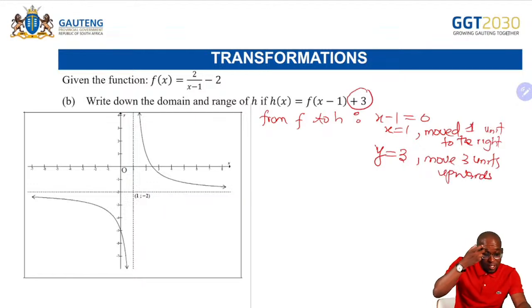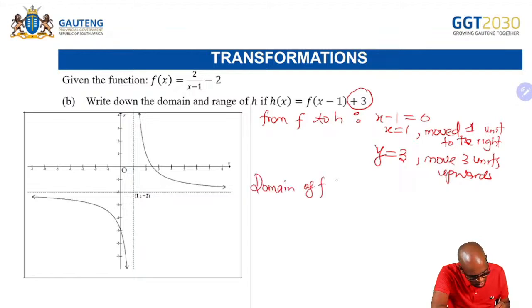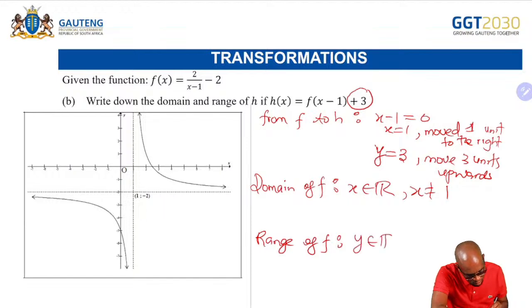Now the question is, what is the domain and range? If we find the domain and range of f, then we transform them. Then we will be good to go. What would be the domain of f? X an element of all real numbers, but x cannot be the asymptote 1 there. So what is the range of f, the original function? Y an element of all real numbers, but y cannot be negative 2.